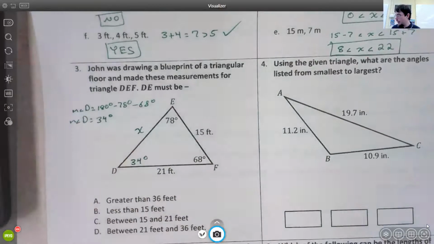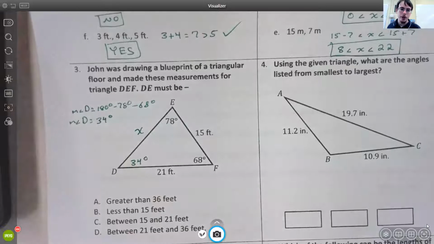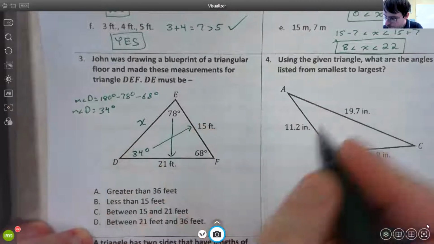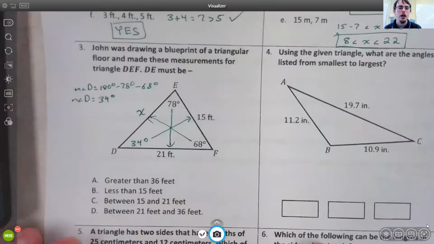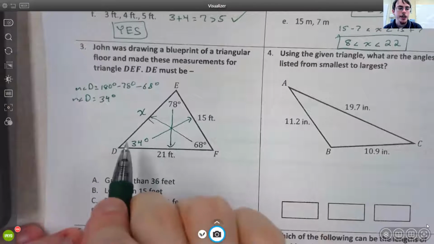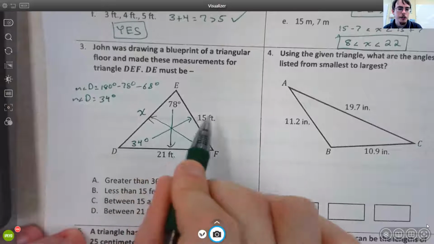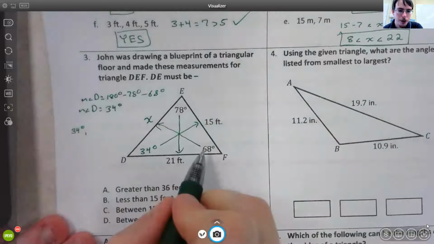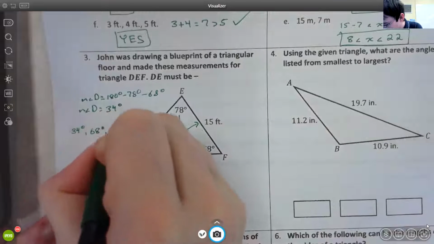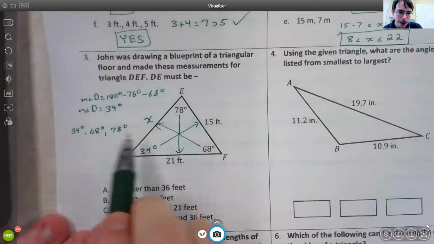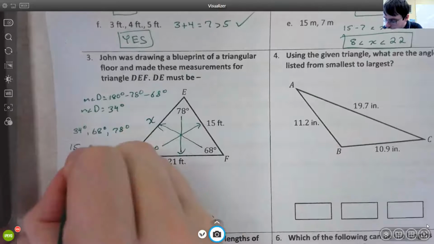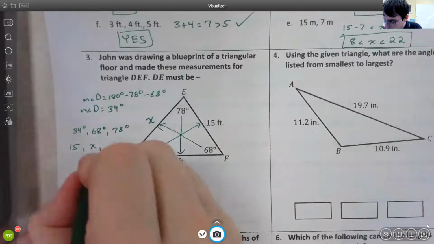Now, I'm going to label my sides from smallest to largest and do the same thing with my angles, okay? So I'm going to draw my arrows for the opposites. Now, your smallest angle here is 34. The side that's opposite 34 is this 15, okay? So I'm going to list my angles from smallest to largest. So 34, 68, and then 78. So the side lengths that are opposite these, we said 15 was opposite 34, 68 is opposite X, and 78 is opposite 21.